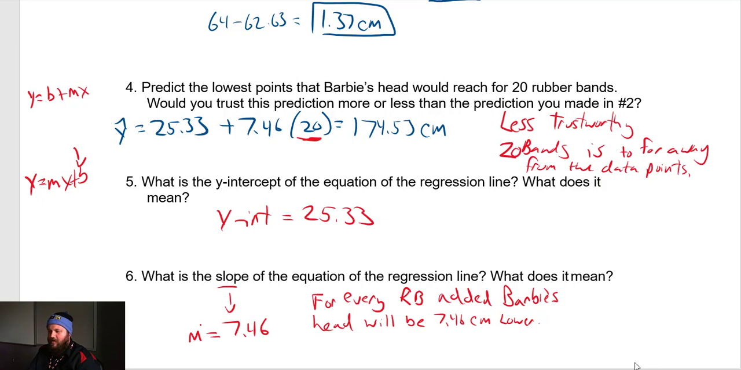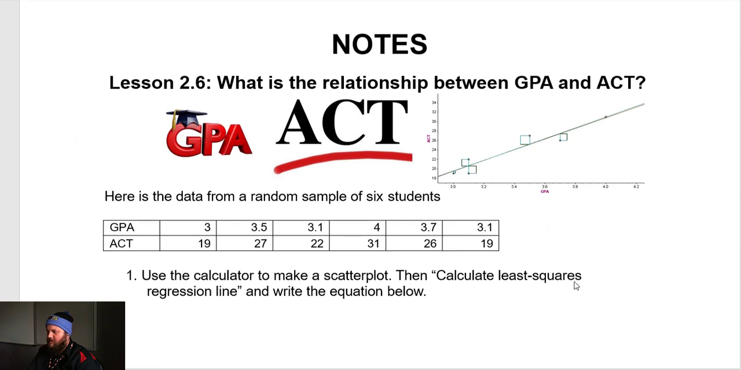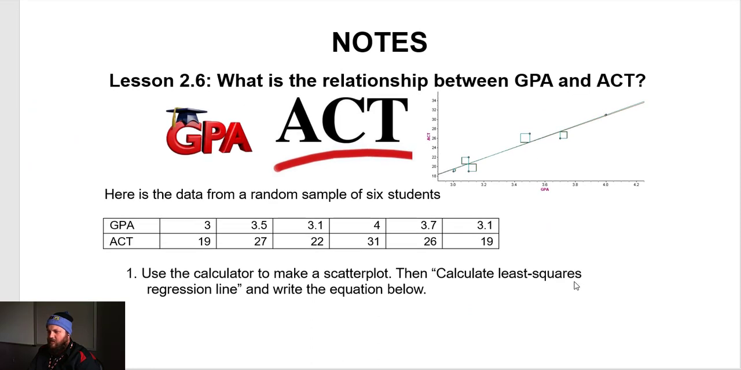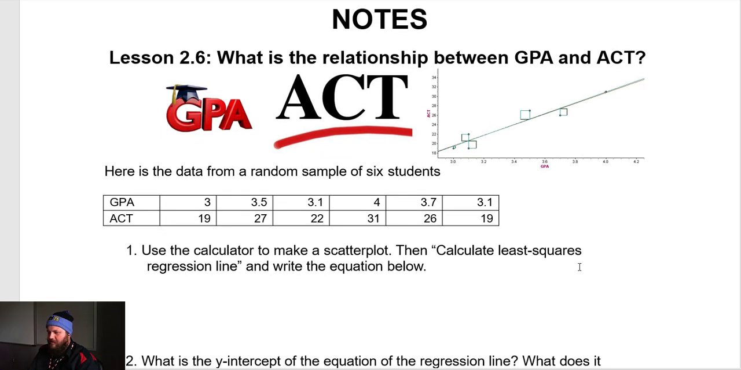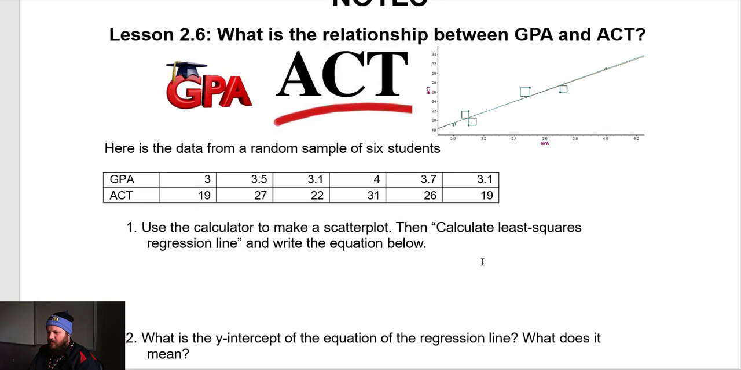All right, so that takes care of 2.5. Now we're going to 2.6, dealing with the same setup with our least squares regression line, but with different numbers, dealing with GPA and your ACT score. Again, they want us to make a scatter plot, calculate the least squares regression line, and write the equation below.